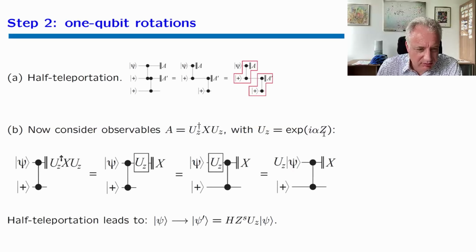Yeah? So like shown here. Okay, so this is now what this half teleportation block amounts to. You have this conjugated observable measured after this interaction. And this is equal to rotating with the unitary UZ just before the measurement. So that is an equivalent circuit. The measurement of this observable is like rotating beforehand and then measuring X.